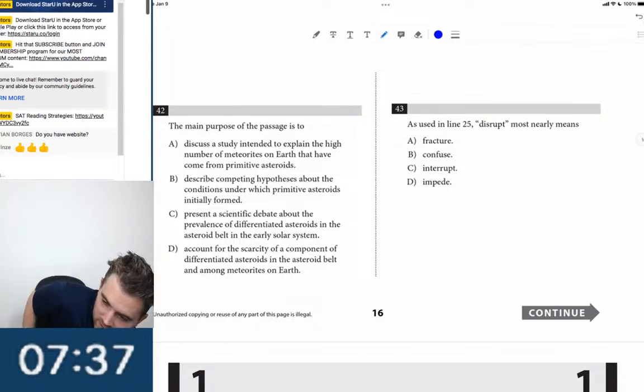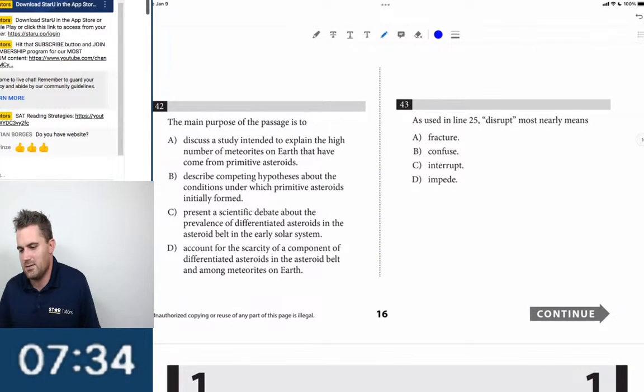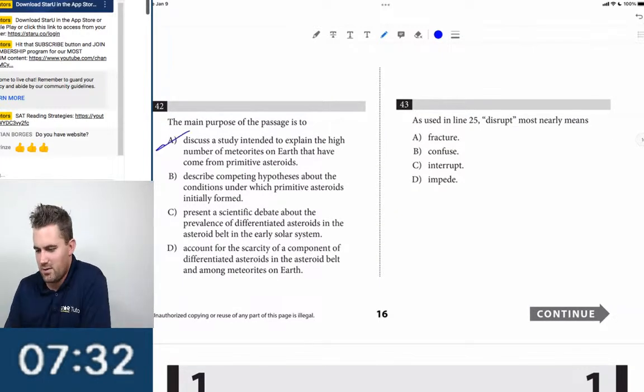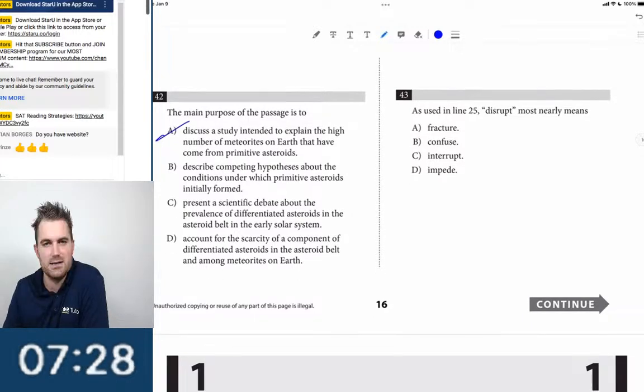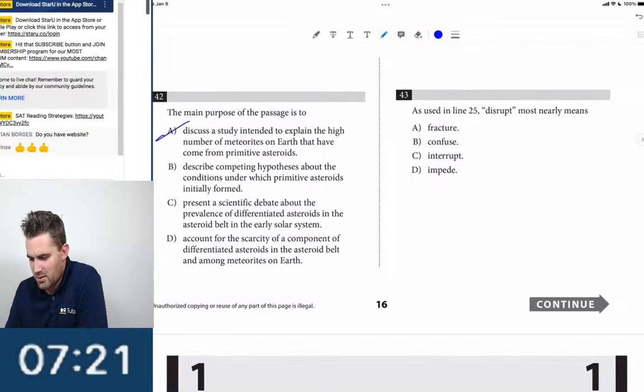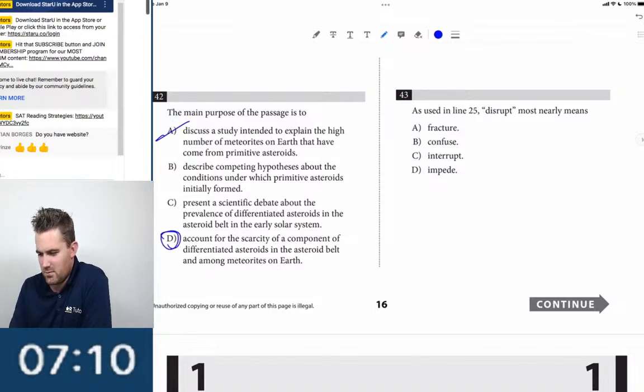Discuss a study intended to explain the high number of meteorites on Earth. No, I don't think it's that, right? Anybody? Thumbs up, guys, if you felt like this. We're running out of time, so I can't talk too much. Present a scientific debate about the prevalence of different asteroids. I think it's D. It's definitely not A or B because it's talking about differentiated asteroids the whole time, right? So I think it's D.